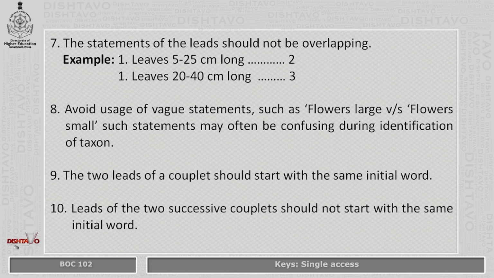Avoid usage of vague statements such as flowers large versus flowers small. Such statements may often be confusing during identification of taxon because the dimensions are not mentioned, as the user will not know the proper dimension of the character used in the key. The two leads of couplet should start with the same initial words. For example, if we have given leaves 5 to 25 centimeters, the second lead of that same couplet should also start with the same word, leaves 20 to 40 centimeters, and it should not start with any other word.